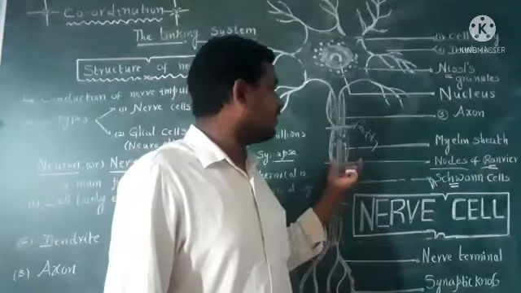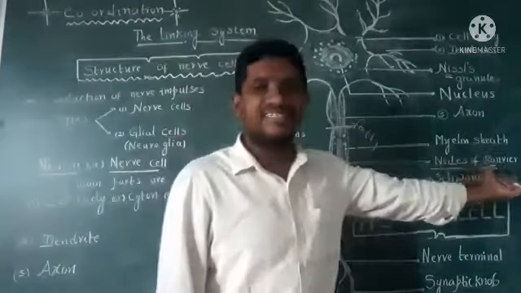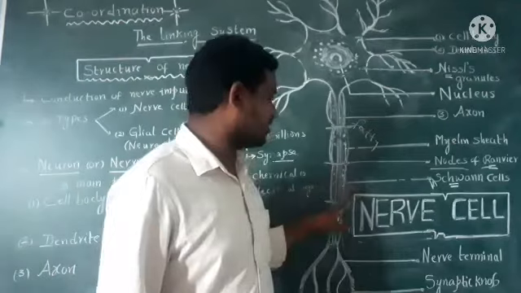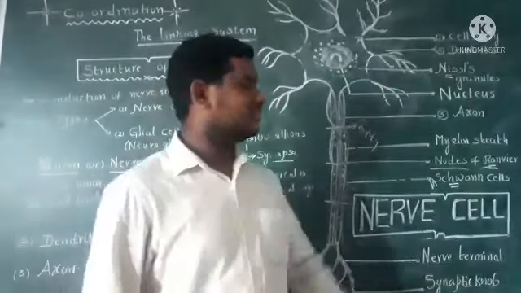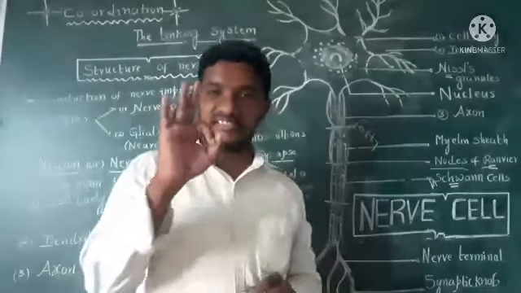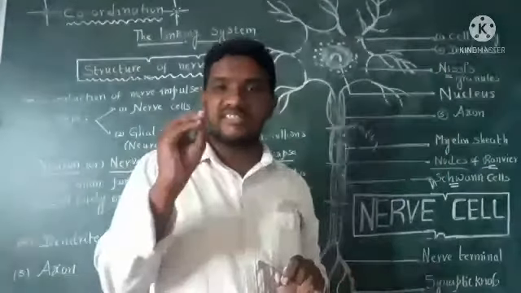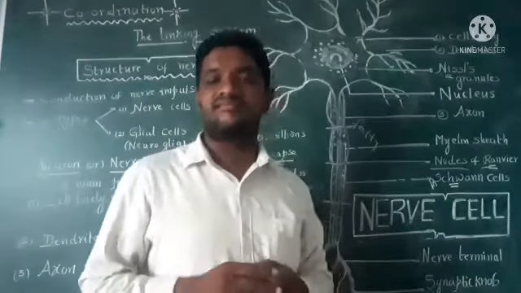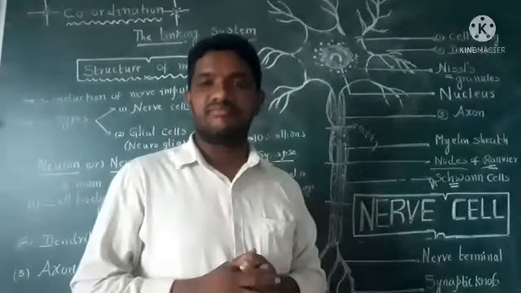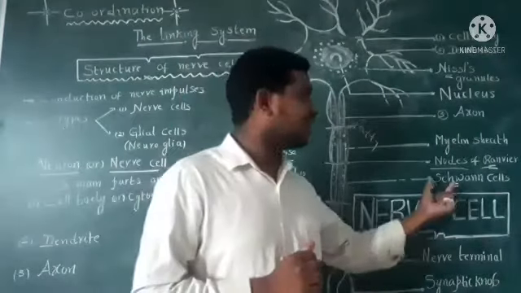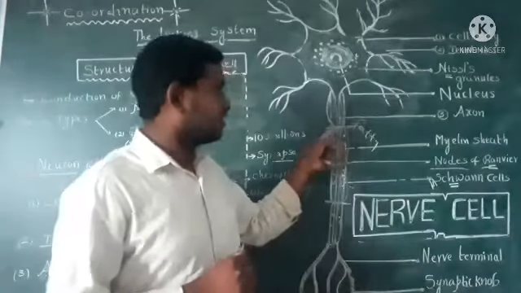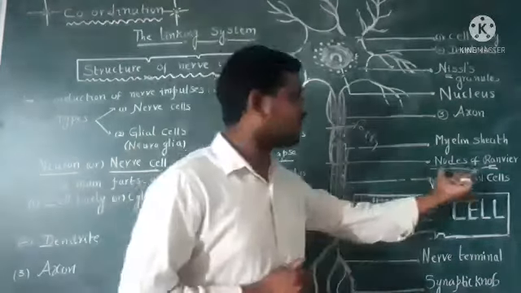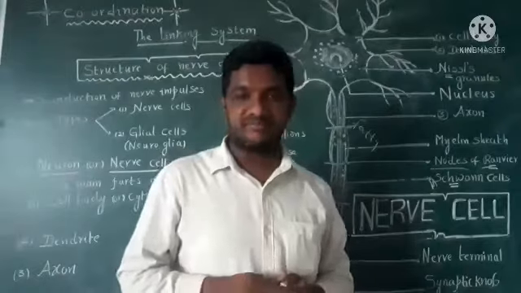These gaps or nodes were discovered by the scientist Ranvier. So these are called nodes of Ranvier. He is the third scientist. Here three scientists are mentioned. One is Nissel, who discovered Nissel granules. Second is Schwann, whose cells produce the fatty material called myelin sheath. Third, interruptions present at regular intervals are called nodes of Ranvier, discovered by the scientist Ranvier.